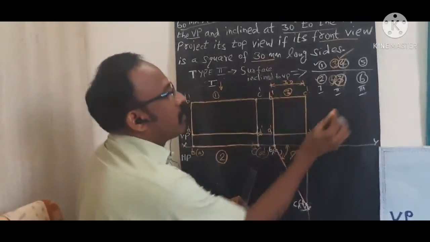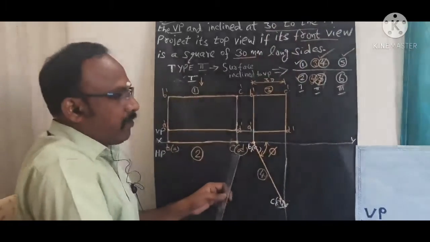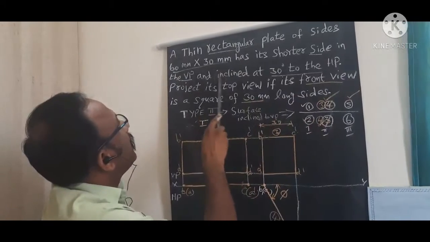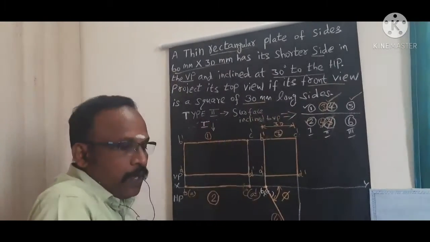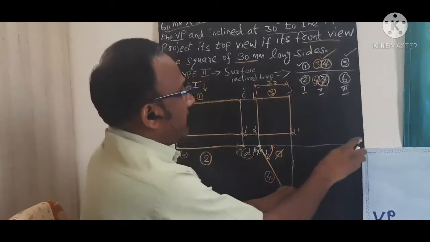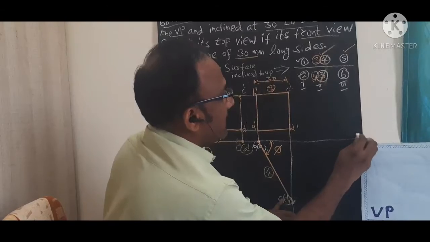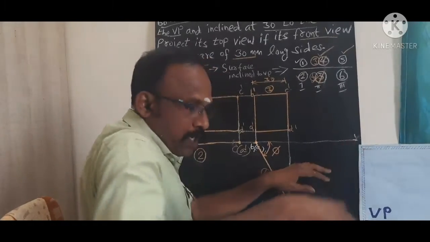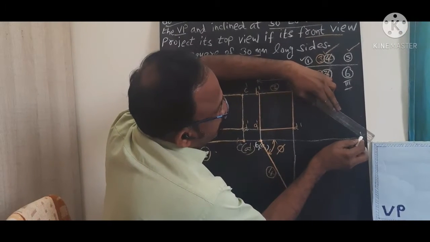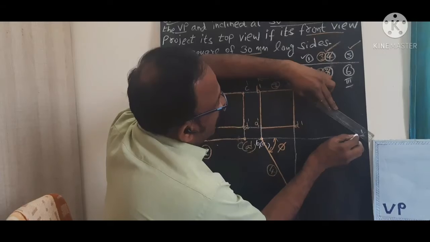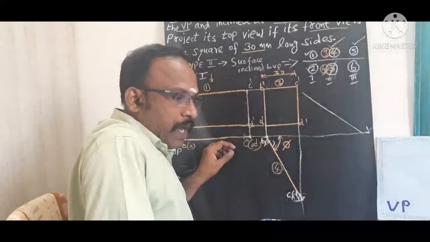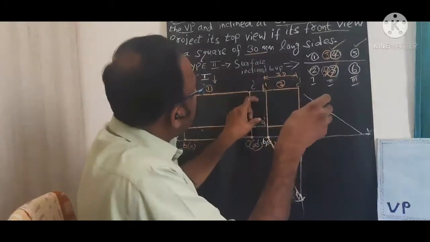Now we move to step number 5. What is step number 5? Because it is given the resting side, the side is in VP and inclined at 30 degrees to HP. So for this I am going to draw one 30 degree inclined line from this XY reference line. This is the XY reference line. I am going to draw one 30 degree inclined line using the set squares. So I am going to draw like this. Right? I draw this, in which I am going to mark the distance, the A dash B dash distance.